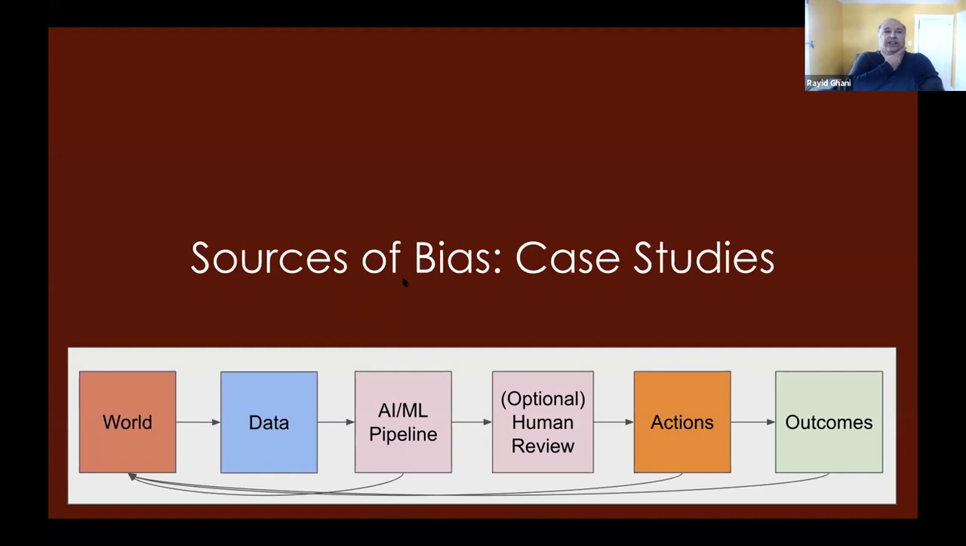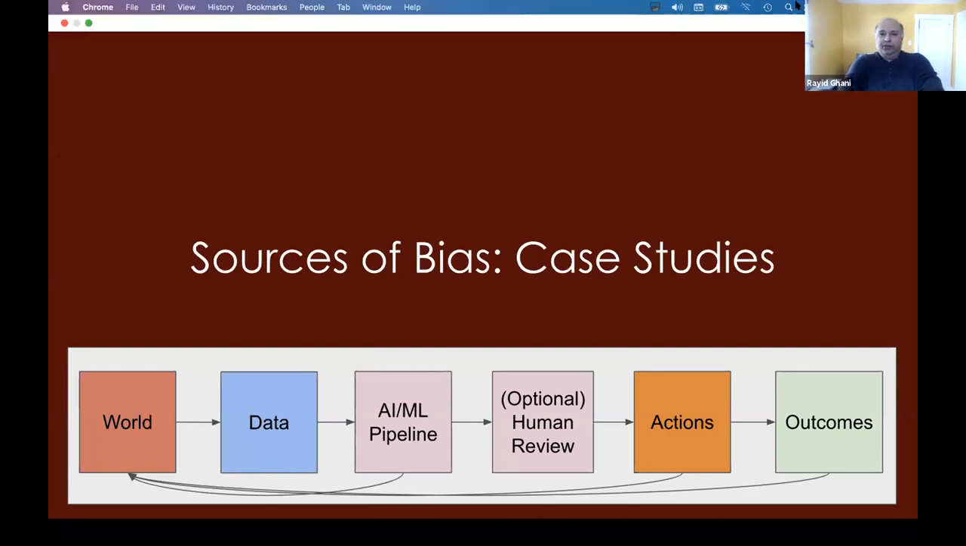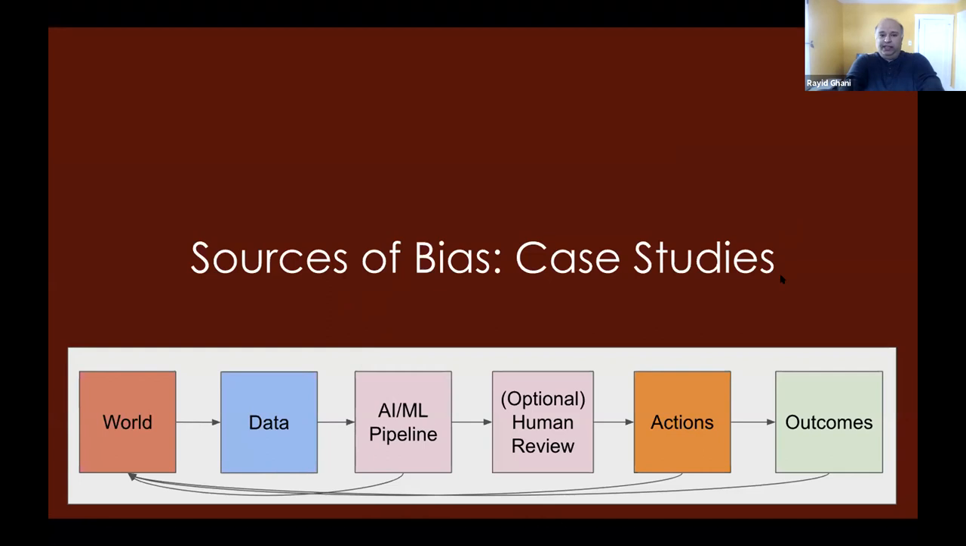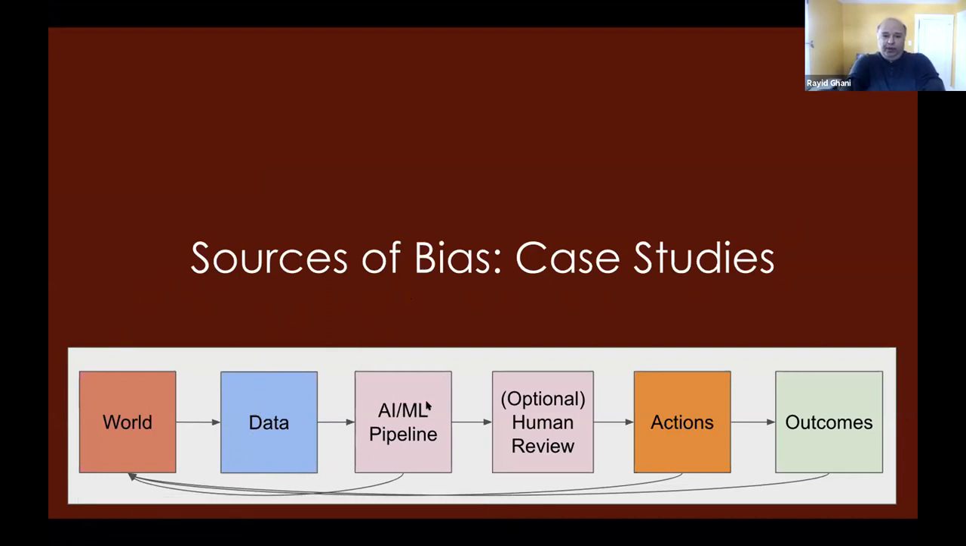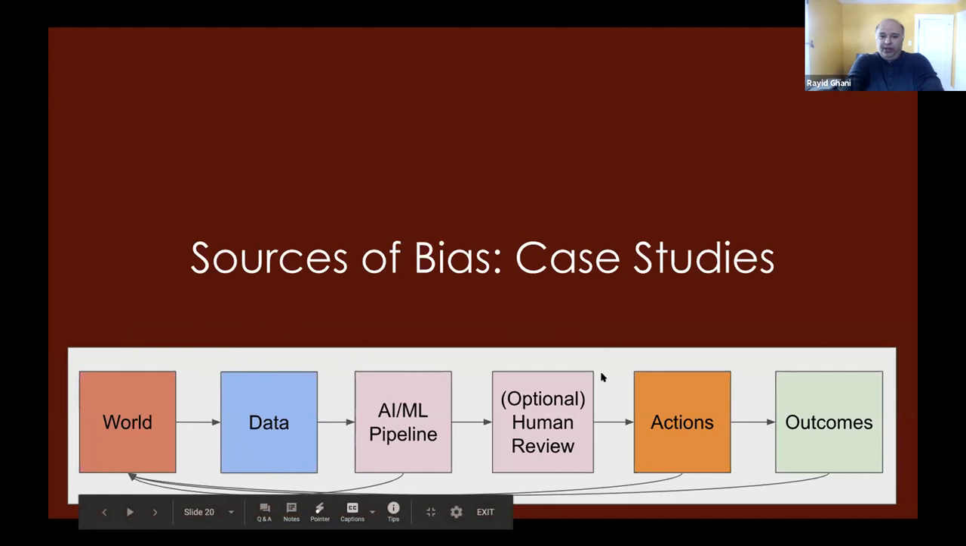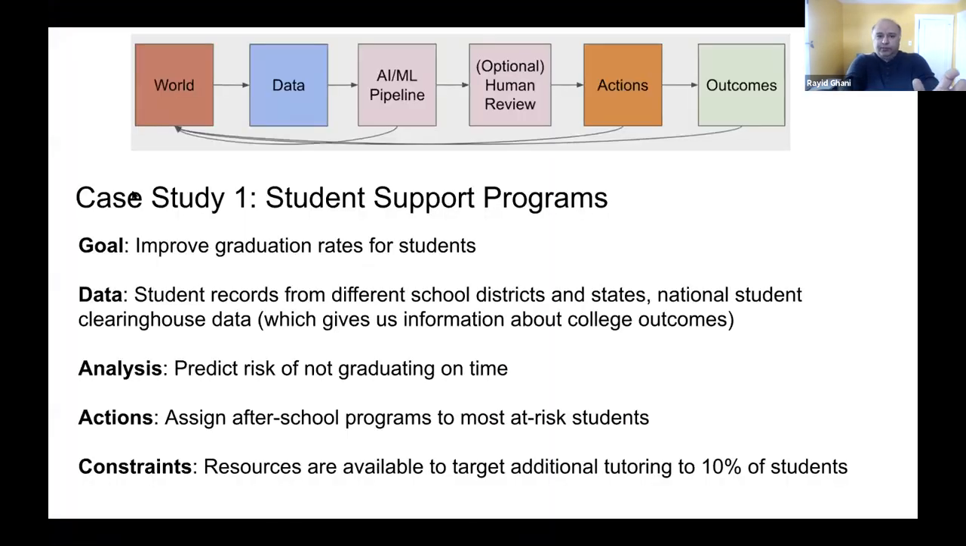Okay, so we're gonna take a couple of examples and talk through where different sources of bias could come in. We're going to try to talk through where the bias from data could be coming from, what could be the bias through the pipeline, and what could be the bias through actions, through these case studies. So here's the first case study.